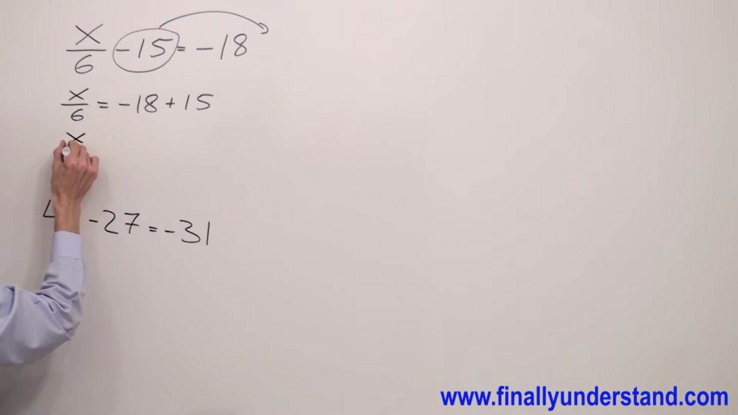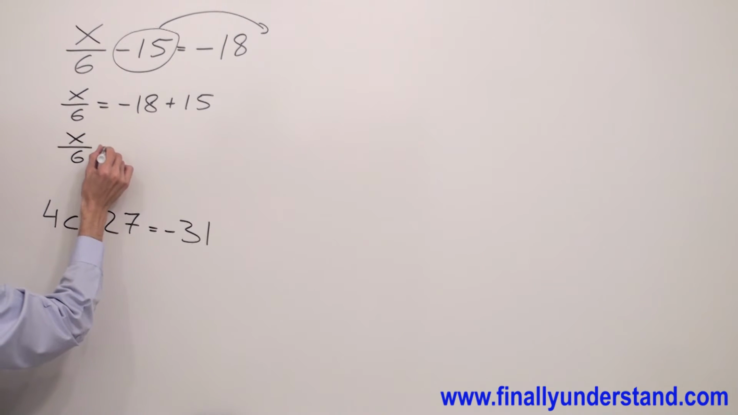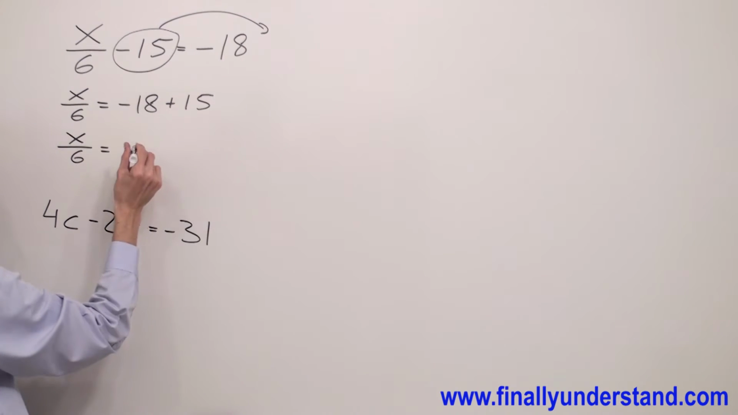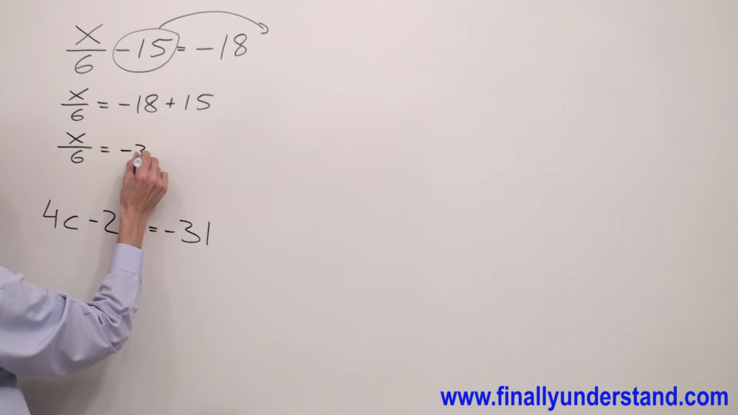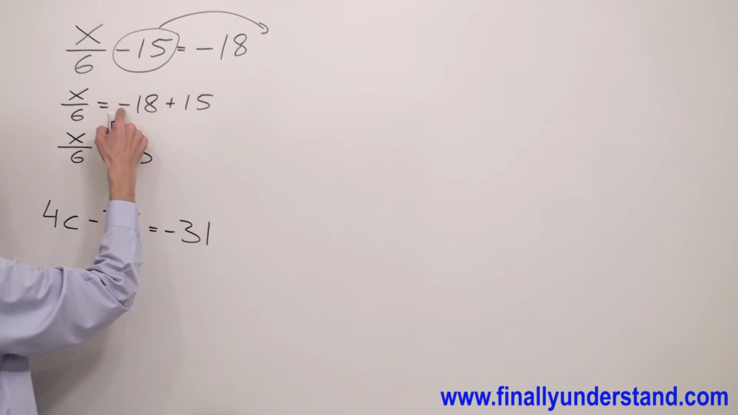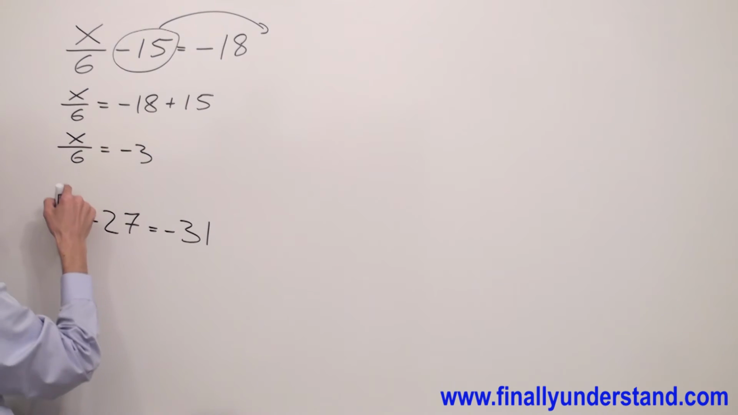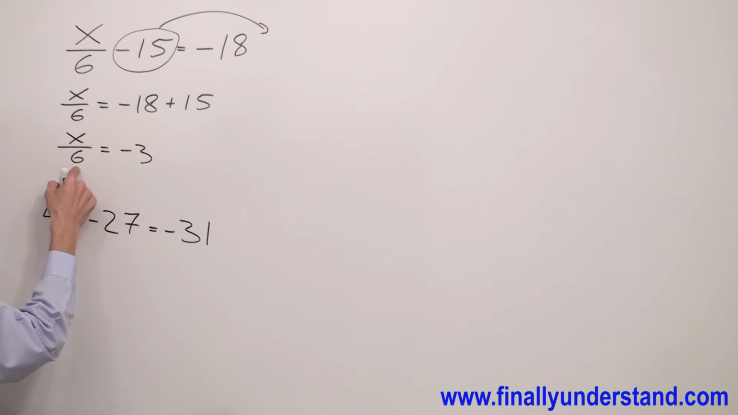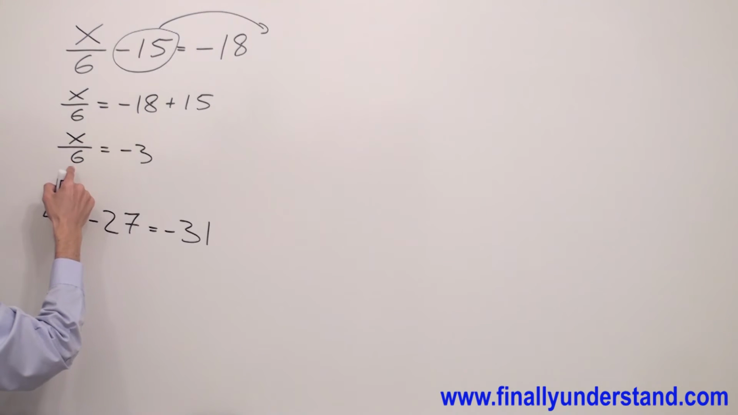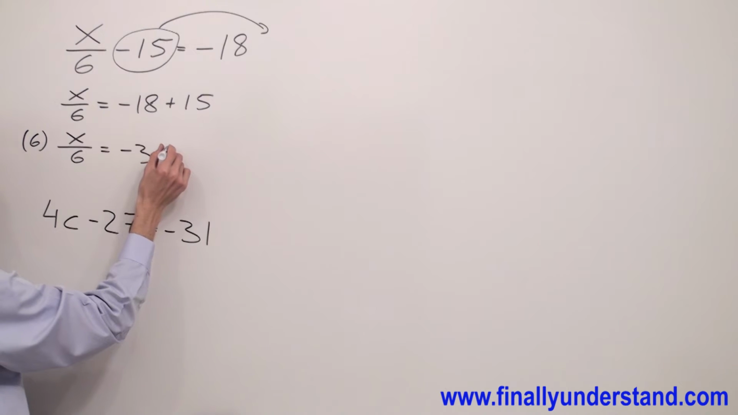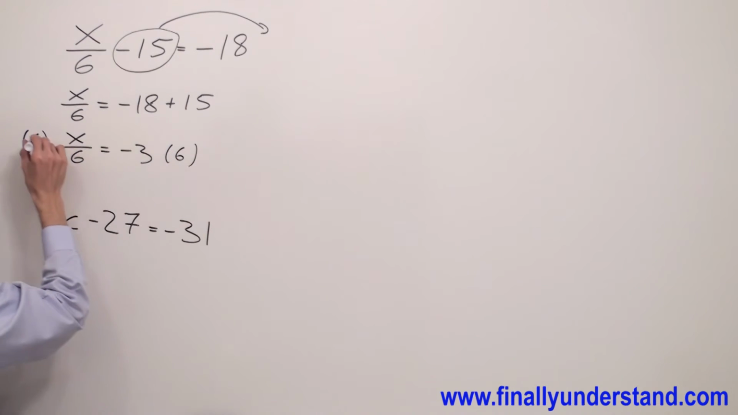I have x over 6 equals negative 18 plus 15 is equal negative 3. Remember, from the bigger number, subtract the smaller number and keep the sign which is next to the larger number. Next, we have to eliminate fraction. In order to eliminate fraction, we're supposed to multiply always both sides of the equation by the denominator. That's why I multiply left side and right side by 6.